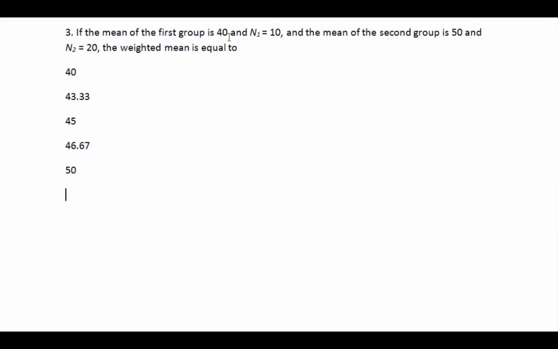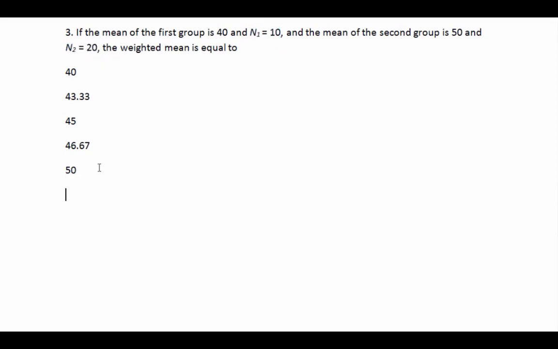Question number 3. If the mean of the first group is 40 and the group size is 10, and the mean of the second group is 50 and that group size is 20, the weighted mean is equal to... Now once again, if we take a bird's eye view of this, since we have unequal group sizes, we know that the weighted mean should not be halfway in between, or it shouldn't be 45, but it should actually be closer to 50 because this is the group with the larger size, as it has 20 people in it as compared to 10 in the first group.